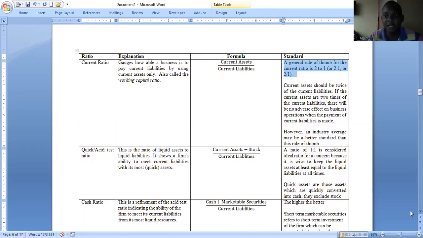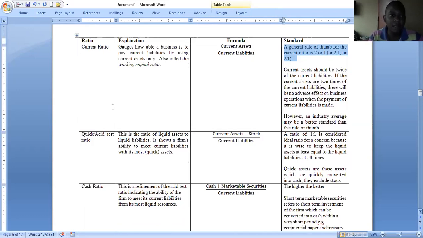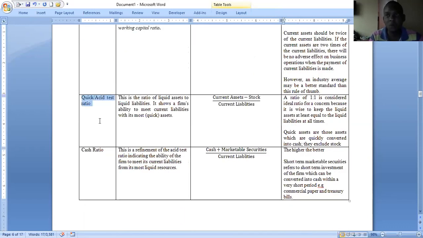Then the second ratio we look at is the quick ratio, also known as the acid test ratio, which is also a measure of liquidity. It shows a firm's ability to meet its current liabilities with its most quick assets.